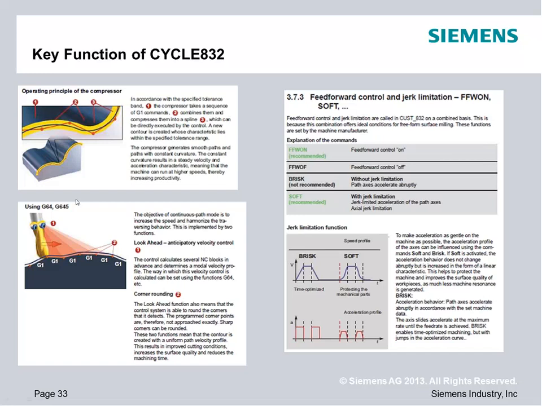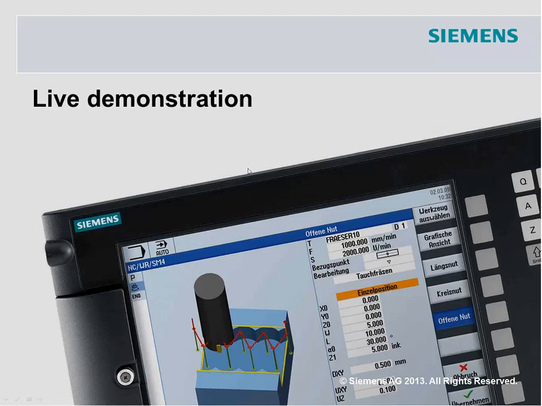When we run the actual spline, other commands that are getting stated are G664 or G645. These are look-ahead and corner rounding functionalities. We have our feed forward commands being turned on or off with our jerk limitation functions. Feed forward soft, feed forward brisk, there are a few different technologies. This, as well as a bunch of other stuff, is everything that's being turned on in the back end when you start to utilize CYCLE832.